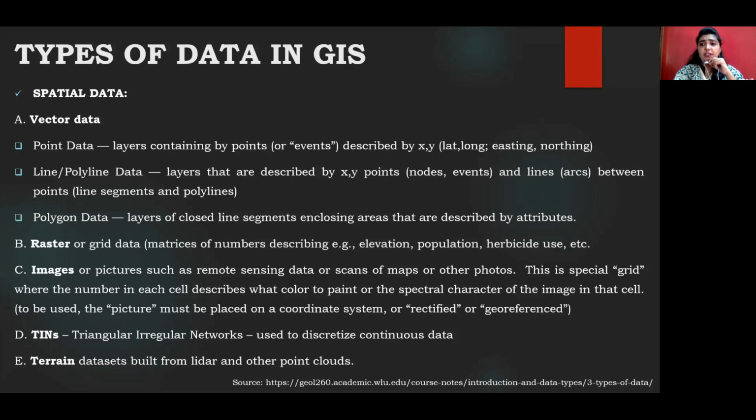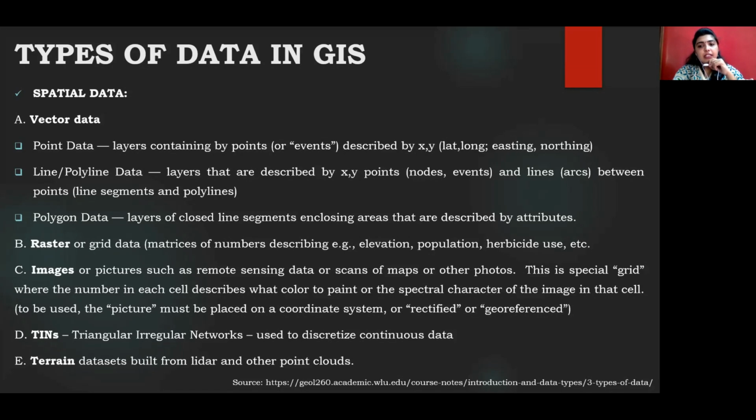Line data is majorly shown with the help of a line. That's how we say it, an arc in GIS terminology. And polylines like roads and rivers are all polyline data or line data. Polygon data are area data. So vegetative area or forested area or cultivated area, all these can be shown through polygons.